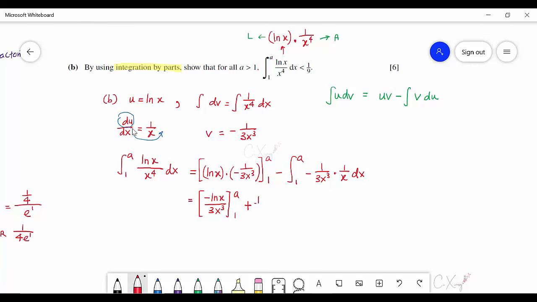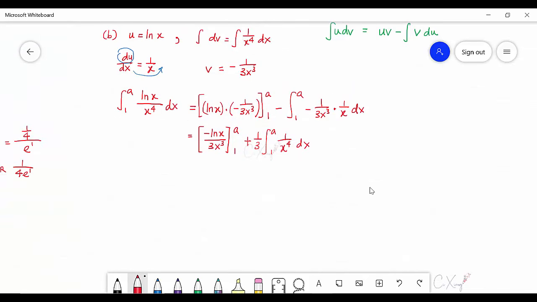Okay, so for this one, I'm having 1 over 3, which is a constant. I prefer to take it out. And then I'm having 1 over x power 4 here. Next step, I will substitute the value a and also the 1 into the equation. Now I'm having negative ln a divided by 3, a power 3, minus 0. It is because when you substitute 1 into ln x, you will get a 0 here.